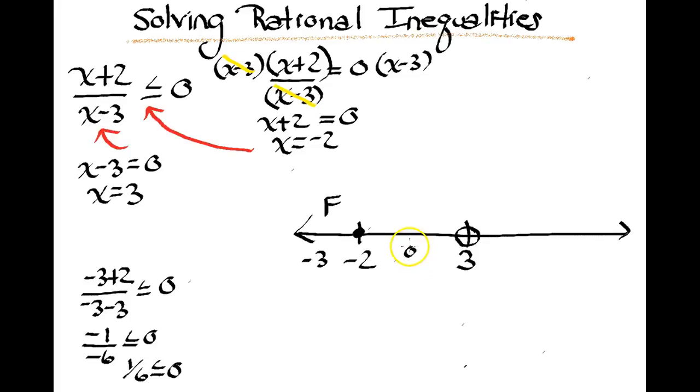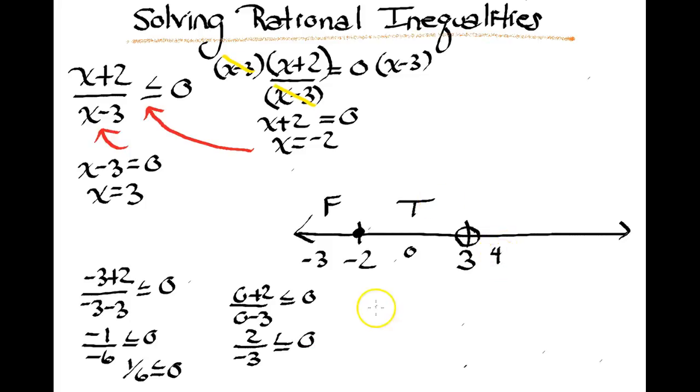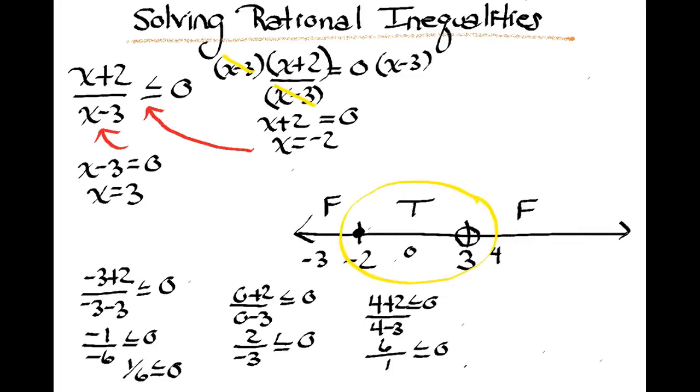The easiest number in the middle region to pick is 0, so I'm going to try 0 plus 2 over 0 minus 3 is less than or equal to 0. I get 2 over negative 3, which is negative 2/3, which is definitely less than 0, so I'll put a true there. And I'm going to pick a 4 from my rightmost region. 4 plus 2 over 4 minus 3 is less than or equal to 0. I get 6 over 1, which is just 6. 6 is not less than or equal to 0, so I'll put a false here. So it looks like the only region that has a true is this middle region here.